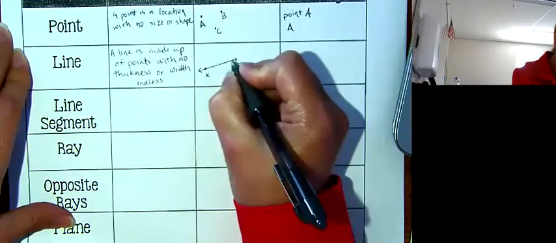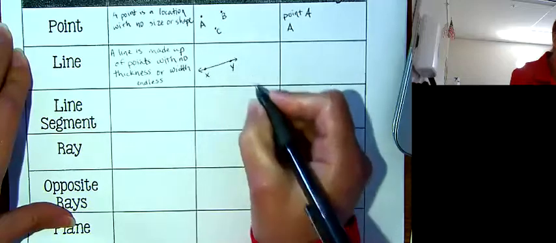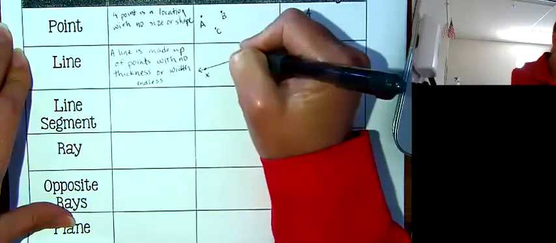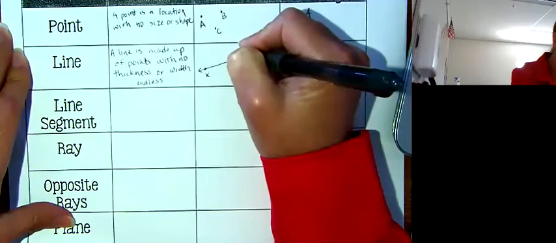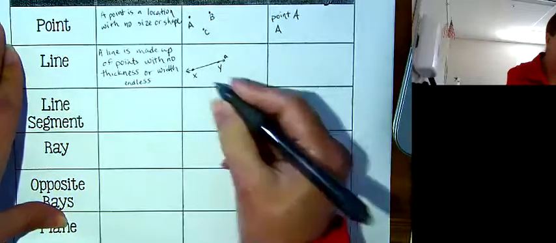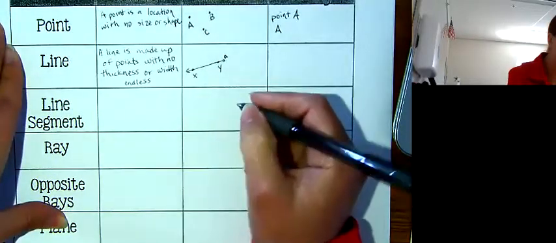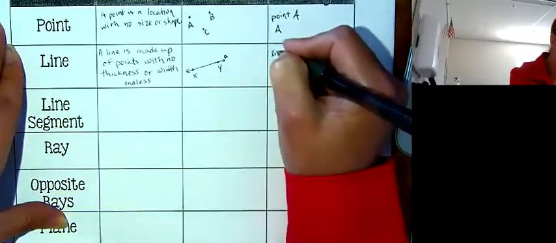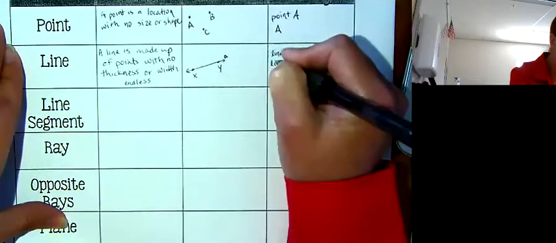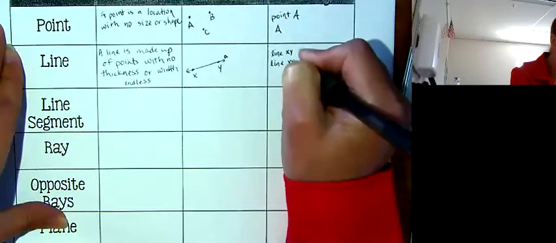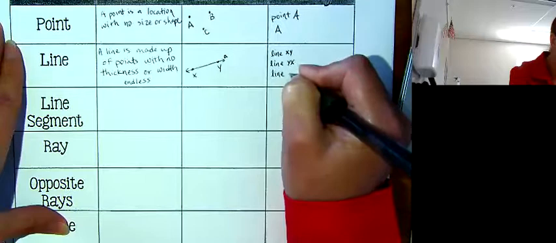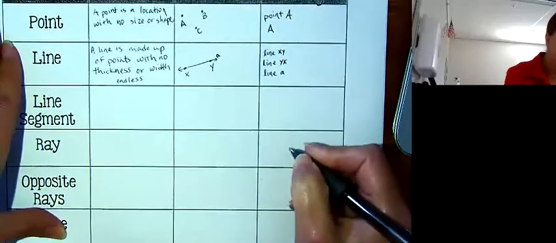Lines need to have at least 2 points on them in order to name it, or what you'll also notice sometimes is a lowercase letter right at the end of them, and that can also be used to designate a line. So if I were to name this particular line, I could write out the words line XY or line YX. When you write a line, it doesn't really matter the order, or I could call this line A.